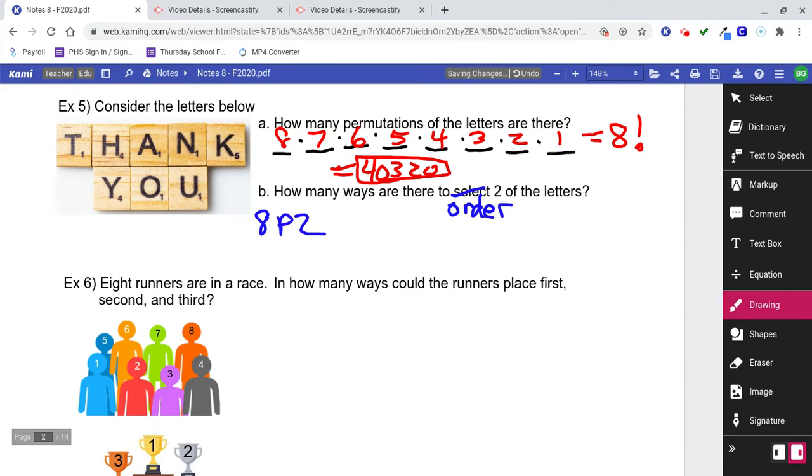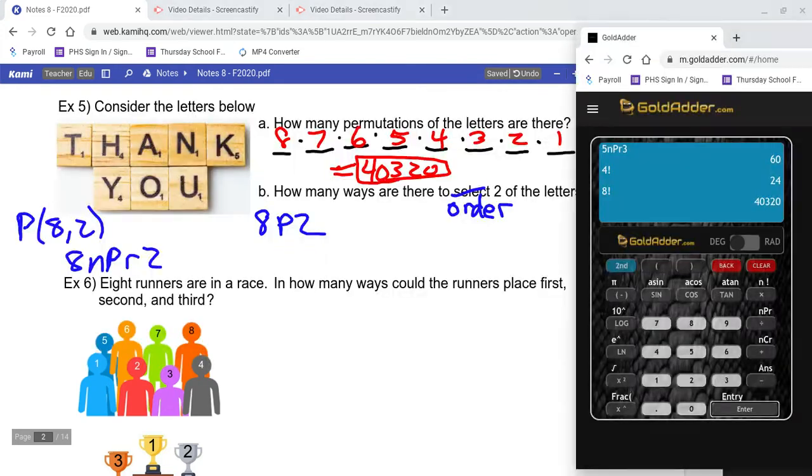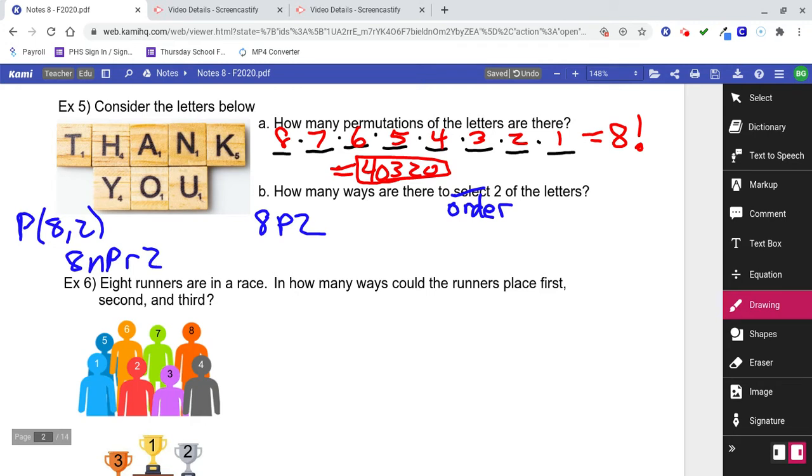So you can write it several different ways. You can write it like P8, 2, or you might see it as 8 NPR 2, 8P2. What's important is you see those 2 numbers, 8 and 2, and you know it's a permutation, so you know that the order matters. 8 NPR 2 is 56, okay? Now, maybe you knew how to do that in your head because it's a partial factorial. It's 2 blanks, 8 times 7. That's a partial factorial. The first 2 parts of that factorial, 8 times 7, you're going to get 56.